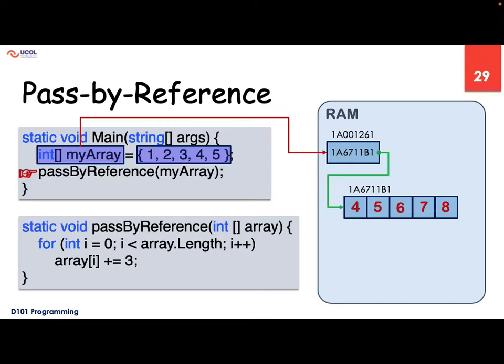Is it clear? By reference and by value. And this is another way to get the values out of the method. Either you return an array where you have multiple values, or you can pass an array and change it inside the method, and that will be available to the calling method as well. Okay. Any questions so far?